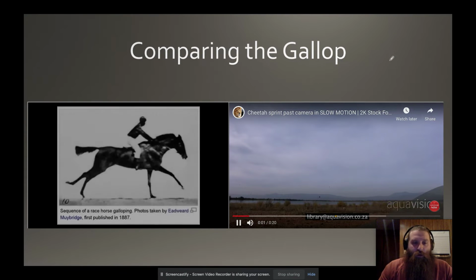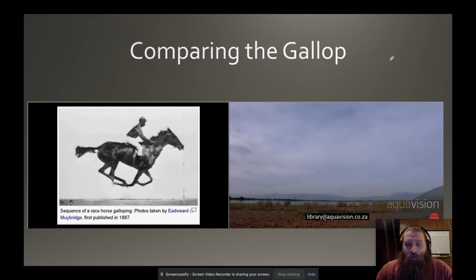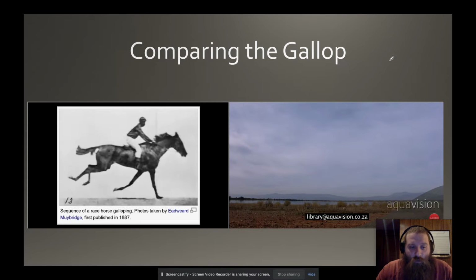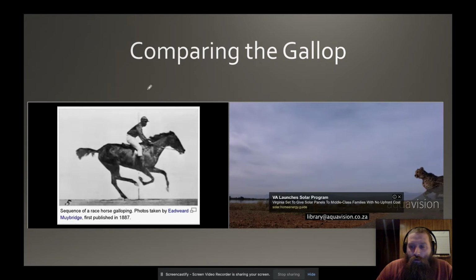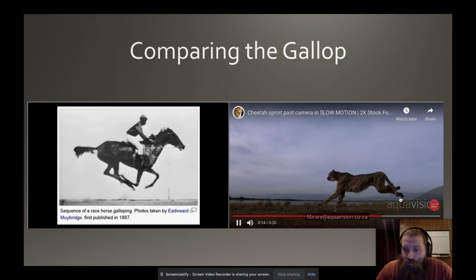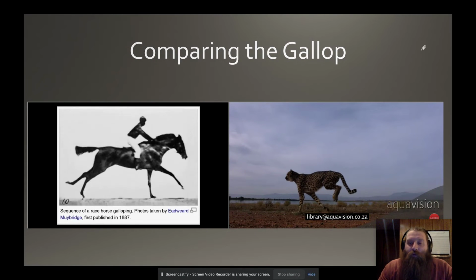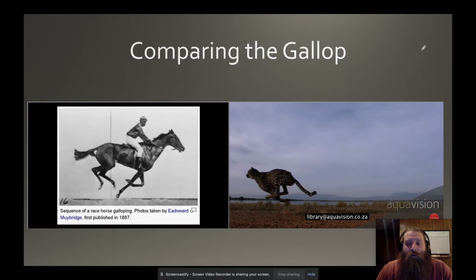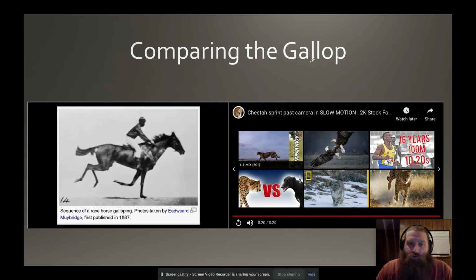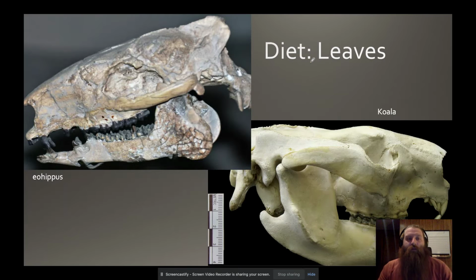So this is a pretty interesting look at galloping compared to the movement of a cheetah in a little bit slower motion. And you can see a lot of similarities, see some differences, all right? And when we're examining fossils, we are trying to explain the function, all right, based on the structure. So, that's another thing that we look at.